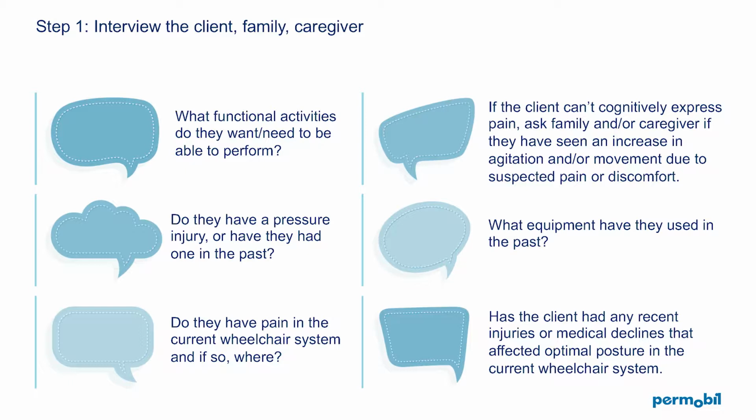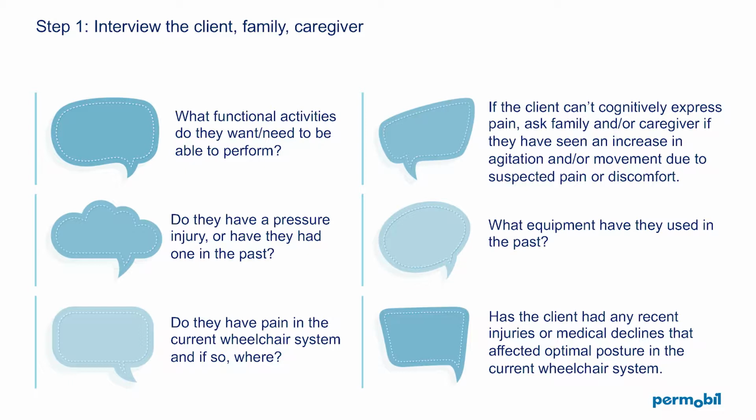Because these are classic signs that indicate to us that someone who is nonverbal or is having some type of cognitive impairment is in pain or discomfort. As well, ask them what equipment they have used in the past. Maybe you're going to discover that they only use the transport chair they're coming into you with, and that they've never put a cushion between that client and the seat sling.